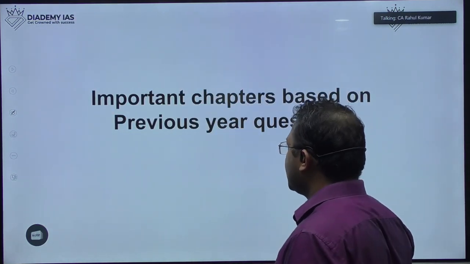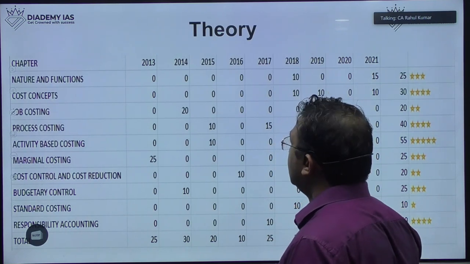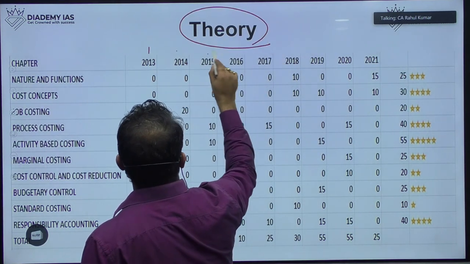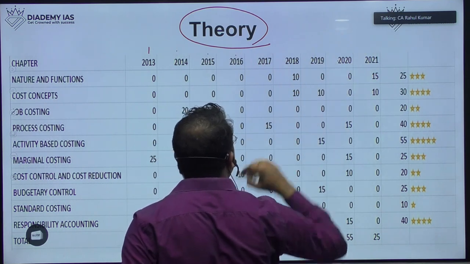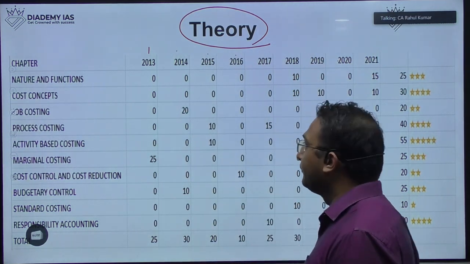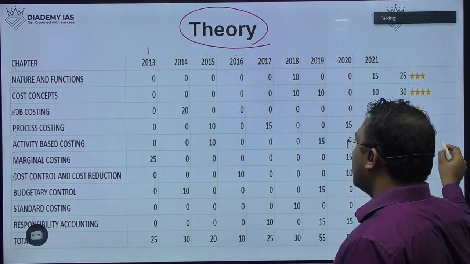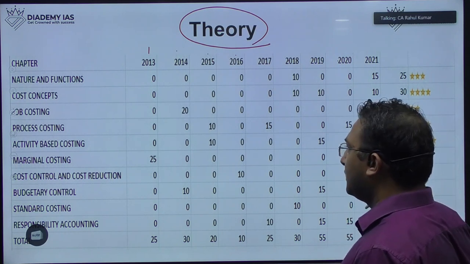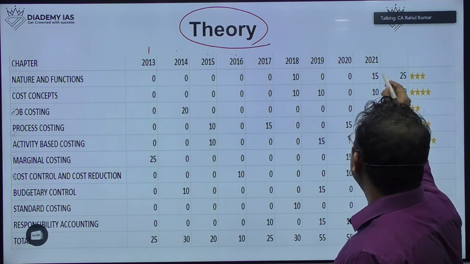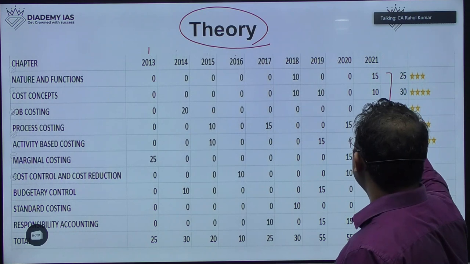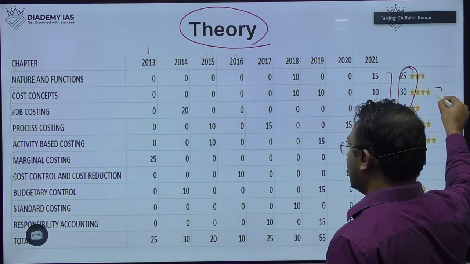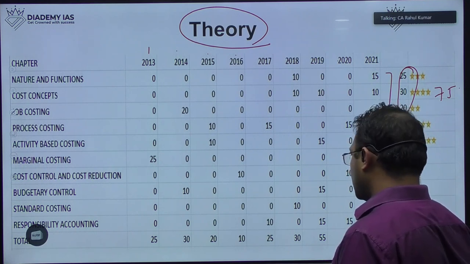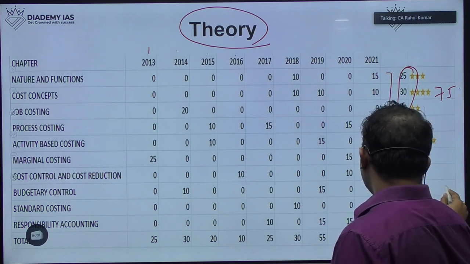Now let us see the important chapters based upon the previous questions. So this is the analysis of theory questions since 2013, okay? 1, 2, 3, 4, 5, 6, 7, 8, 9 years. We have the 9 years of total marks. And if you see, out of the total chapters, in activity-based costing, they have asked the maximum marks, okay? Then if we combine the chapter numbers, maybe these initial three chapters, they also get good weightage, 75 marks almost, okay? And similarly, if we combine responsibility accounting and budgetary control, then also almost 65 marks, okay?